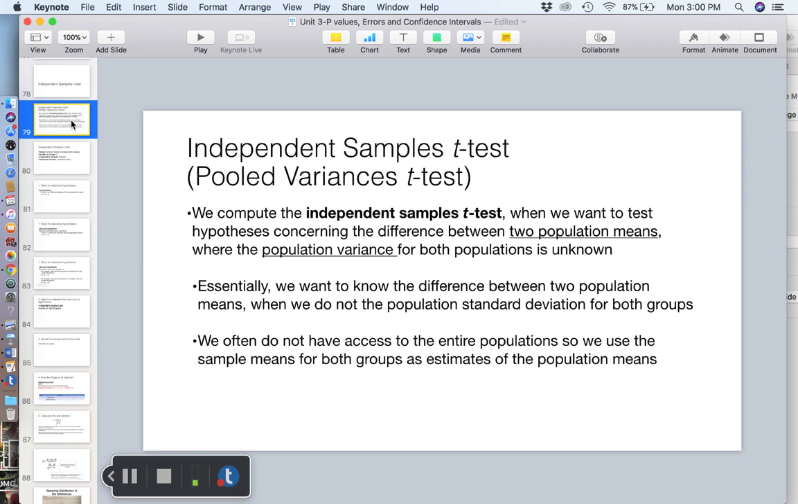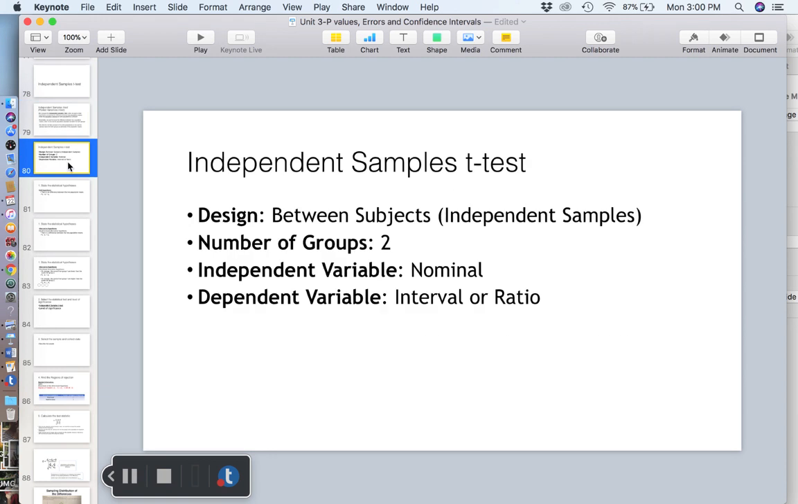As you all know, we often don't have access to the entire populations, nor do we have access to the population means for both groups. But the good news is we can use the sample means for both groups as estimates of the population means.